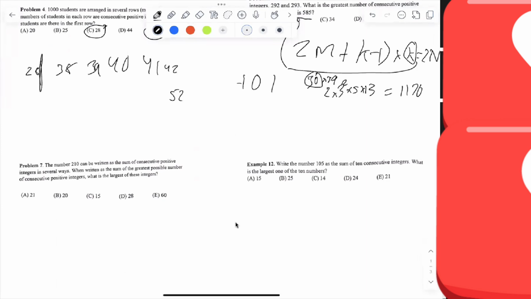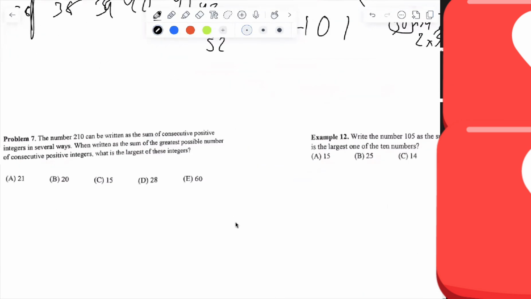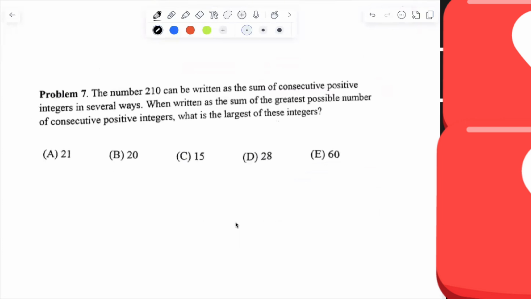All right, are there any questions? All right, so let's move on to problem 7. I'll let you guys have a try on this question and tell me the answer in the chat.